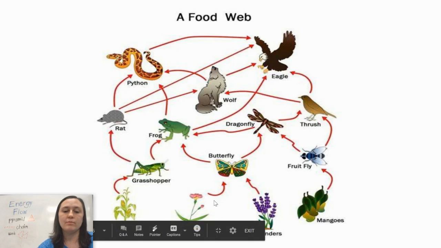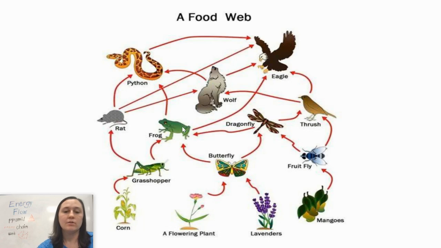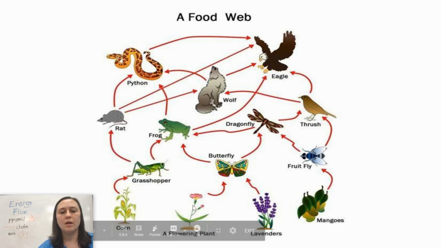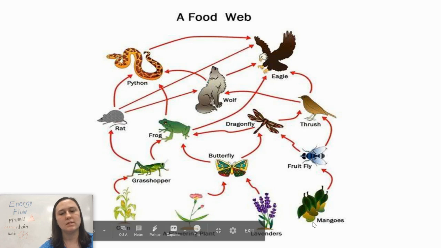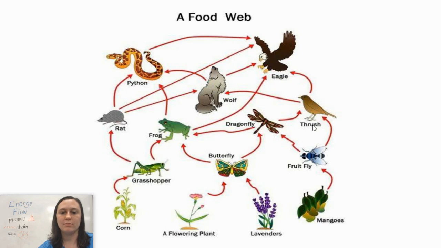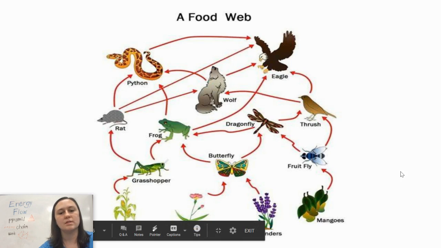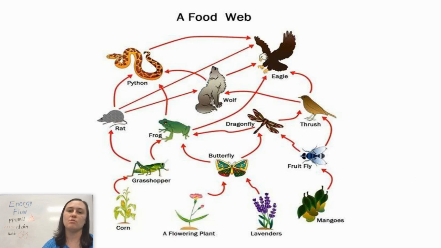So there could be a flowering plant or lavenders, and that can be eaten by the butterfly, dragonfly, frog, python, eagle. Just follow these arrows to see what can happen, what can be an outcome in this ecosystem. And the same thing here with mangoes. We've got fruit fly, we've got dragonfly, we've got thrush, we've got eagle, we've got all this good stuff. So the food web is going to show you every single scenario that could happen in that ecosystem.